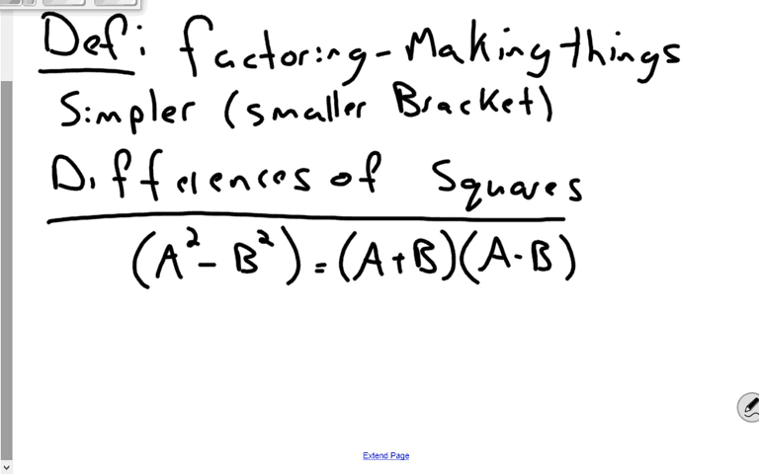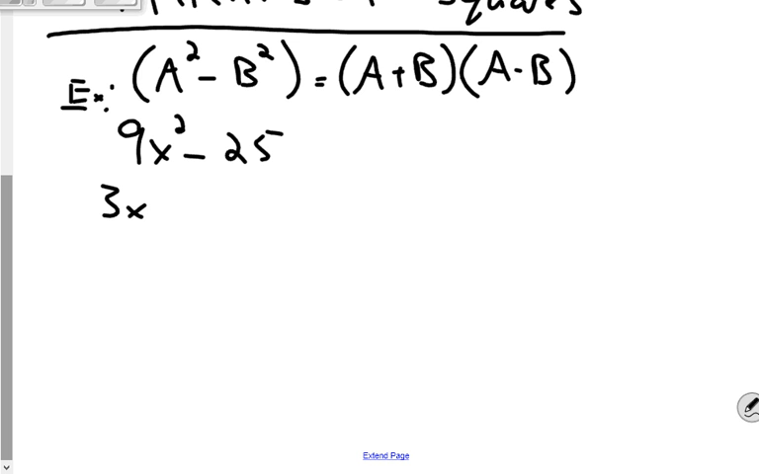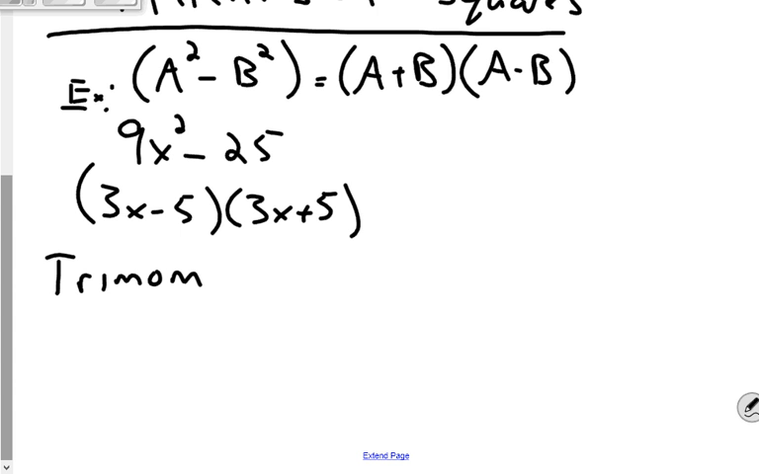So, for example, 9x squared minus 25. We can take the squares of all these. Everything's a perfect square, so it works out quite nice. We'll come back to that in a minute. Okay, kind of looks familiar, right? All right, next one was a trinomial.